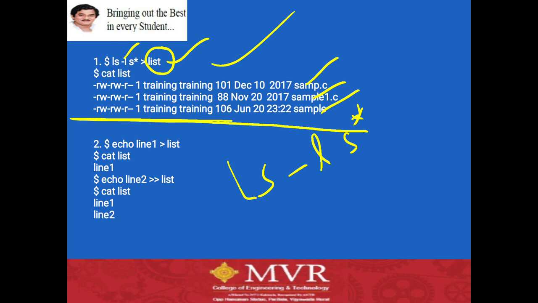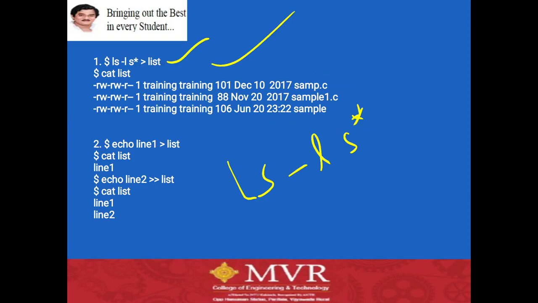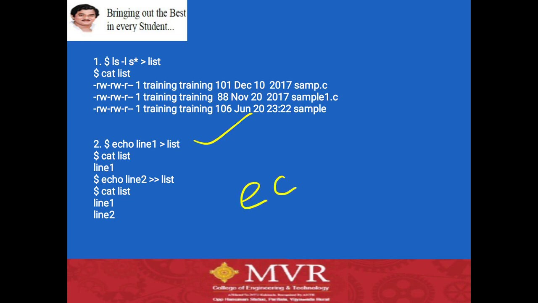Then double greater than, what is double greater than, we will also discuss. So for that I have used the second example. Here I have used a special command known as echo. Echo command, don't get confused. Echo command is nothing but a print command in Unix. Normally in C language we use the printf command. So whatever you want to display on the screen, we use printf to display that content. So here in Unix instead of printf we are using the echo command. That's simple. So now what I am doing is echo line 1.